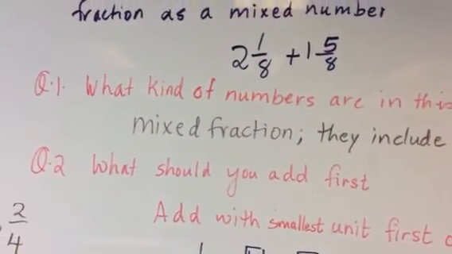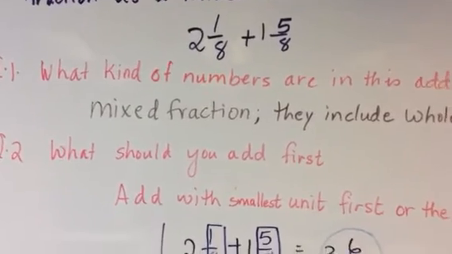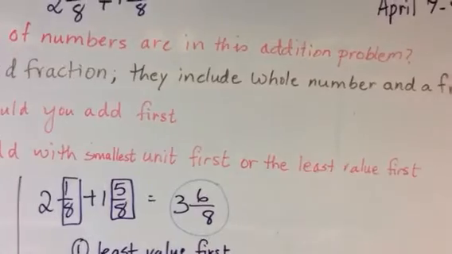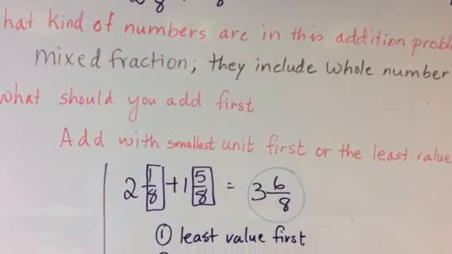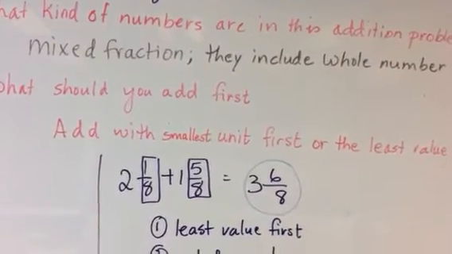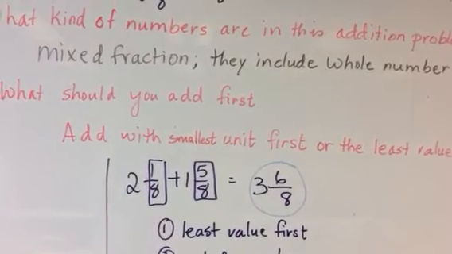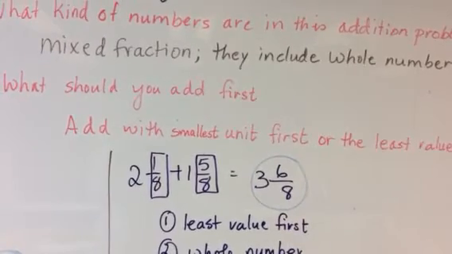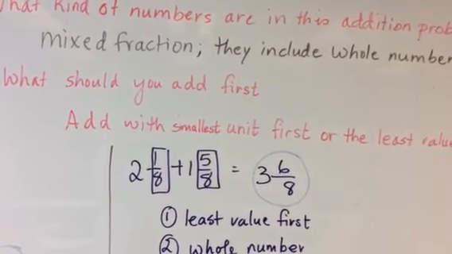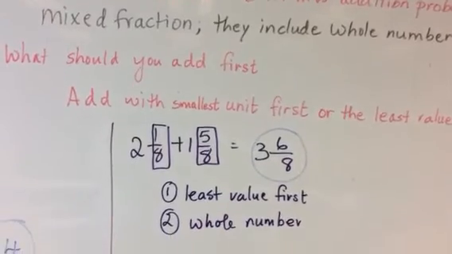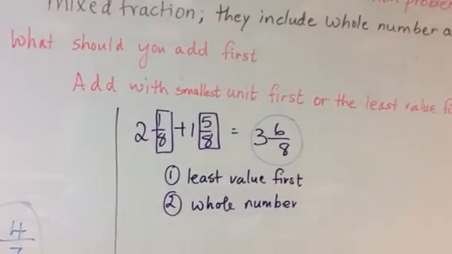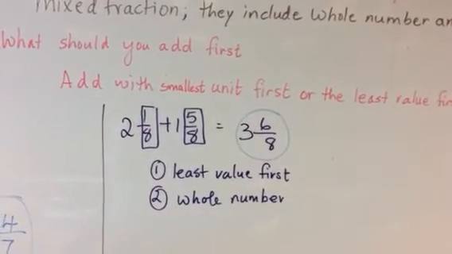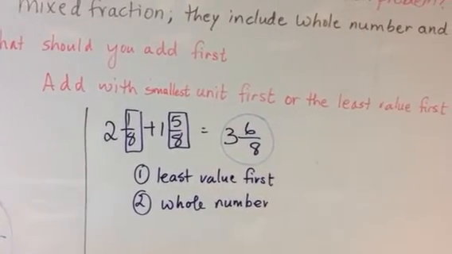Question number 2, what should you add first? Add with the smallest unit first, or the least value first. So 2 1 over 8 plus 1 5 over 8. 1 over 8 and 5 over 8 are the least value, so you will add them first. 5 plus 1 is 6, 6 over 8. So I wrote it down. You add least value first. Number 2, whole number next. And your total is 3 6 over 8.